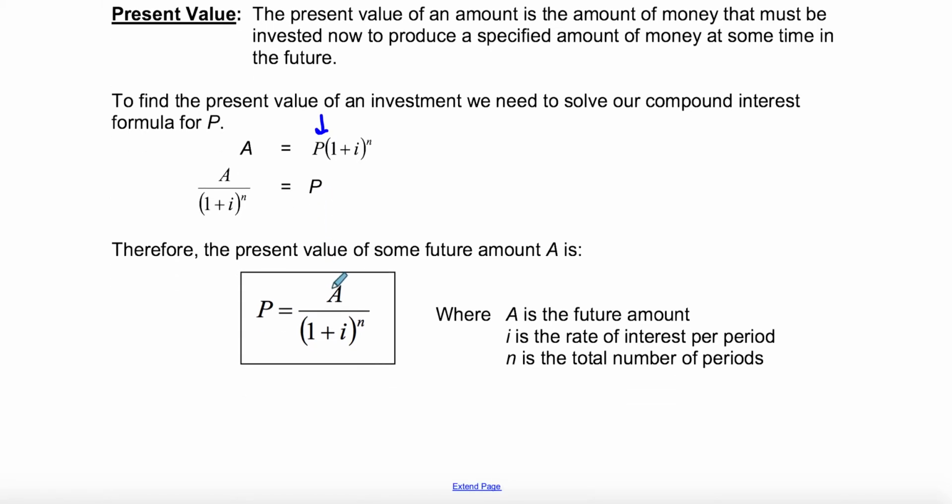So this is the same formula, but just written in a different way. We're going to solve and find the principal to know how much we should have. If we know we want $20,000 later on, how much should we invest now to end up with that amount?